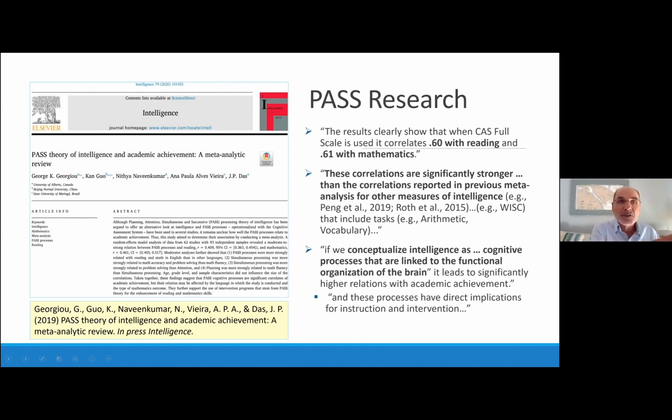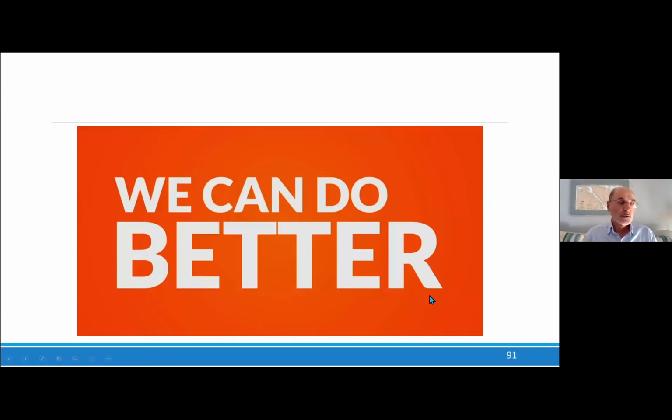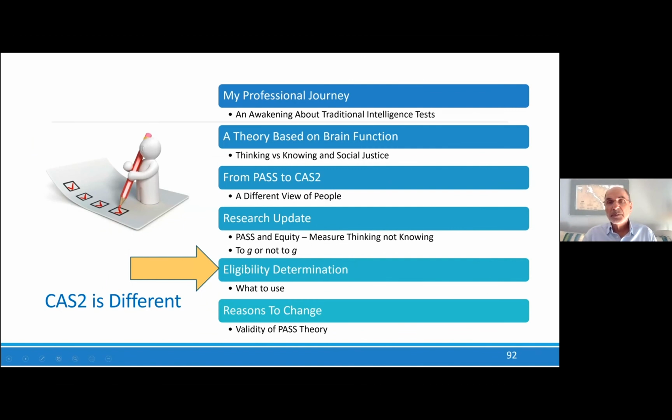So my collection of research and this meta-analysis of all the research, because there's a lot of research on PASS theory out there, a lot, clearly shows that, as Giorgio concluded, if we conceptualize intelligence as cognitive processes that are linked to the functional organization of the brain, it leads to significantly high relationships with academic achievement. And these processes have direct implications for instruction and intervention. We can do better.